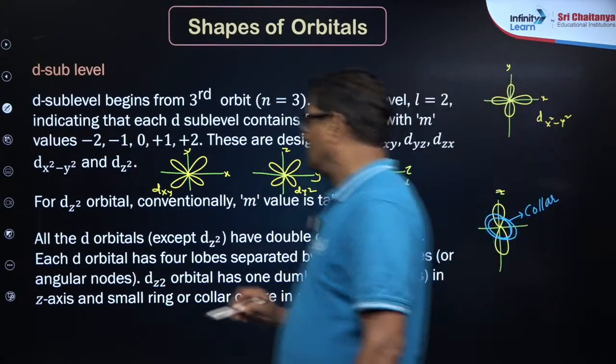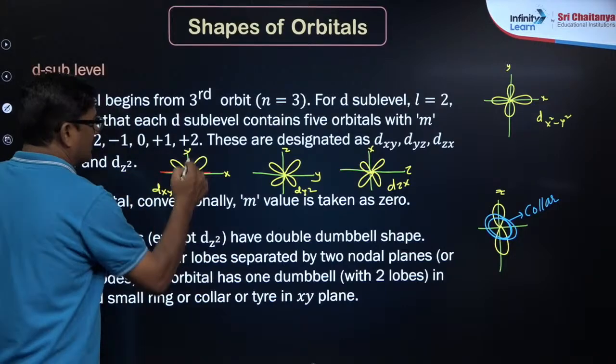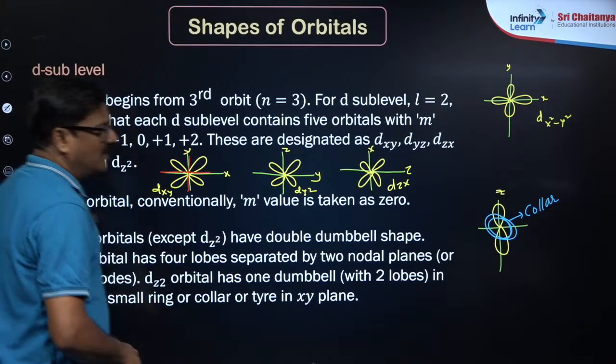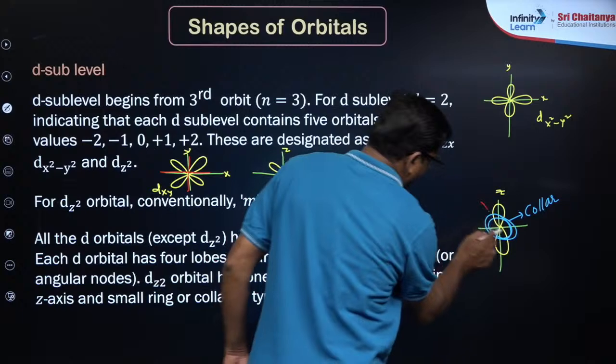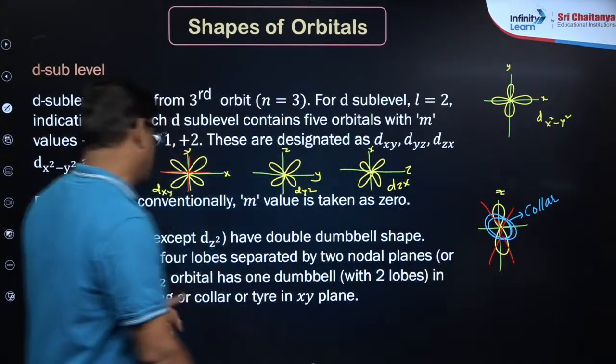Now you can see the nodal planes. The nodal planes appear like this as well as like this. And if you can see, the nodal planes appear like this in a cone shape. Nodal plane appears in the cone shape.